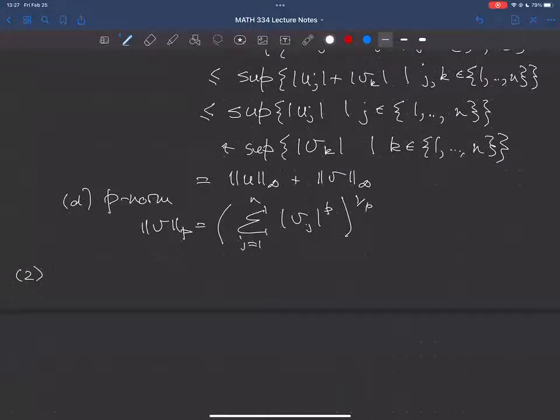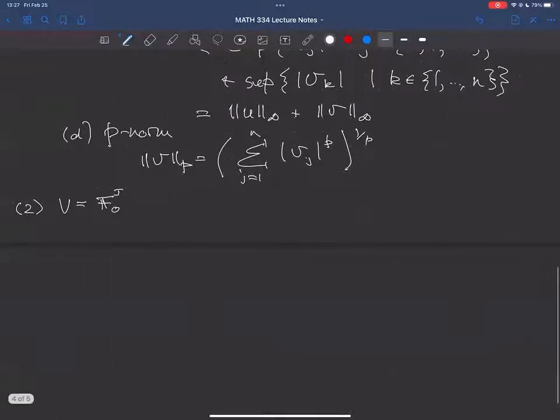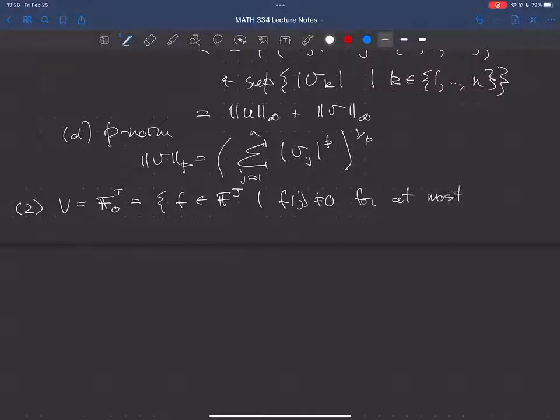So that's one vector space, and I promised you 9, but apparently I'm going to give you 12 norms. The next vector space that we're going to deal with is this one. Remember we talked about this last time: it's the mappings from a set J into F, such that f(j) is not 0 for at most finitely many j.